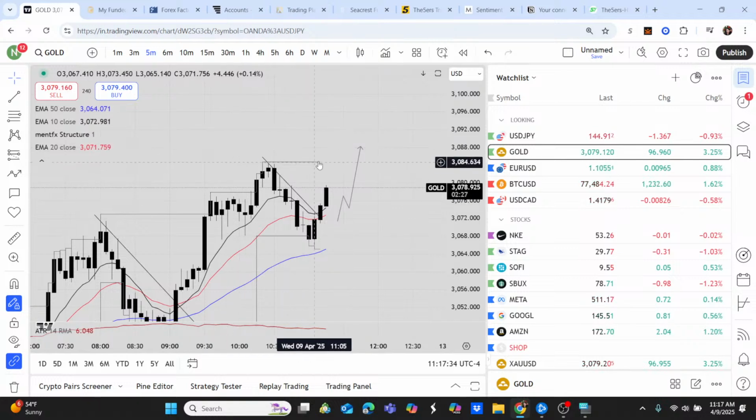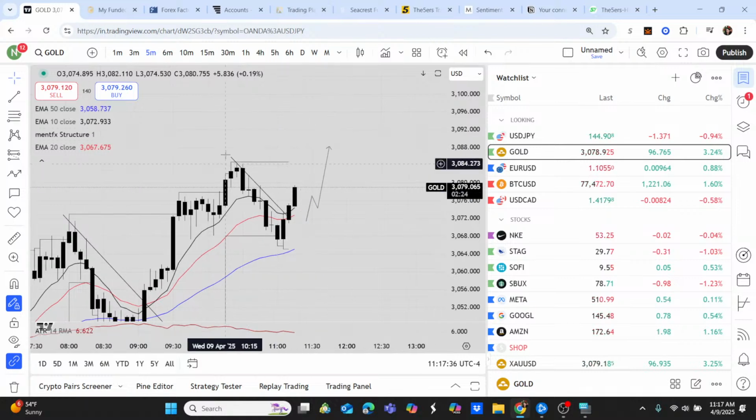So as long as we don't take out the high completely, I'm still valid to look for setups inside this area.